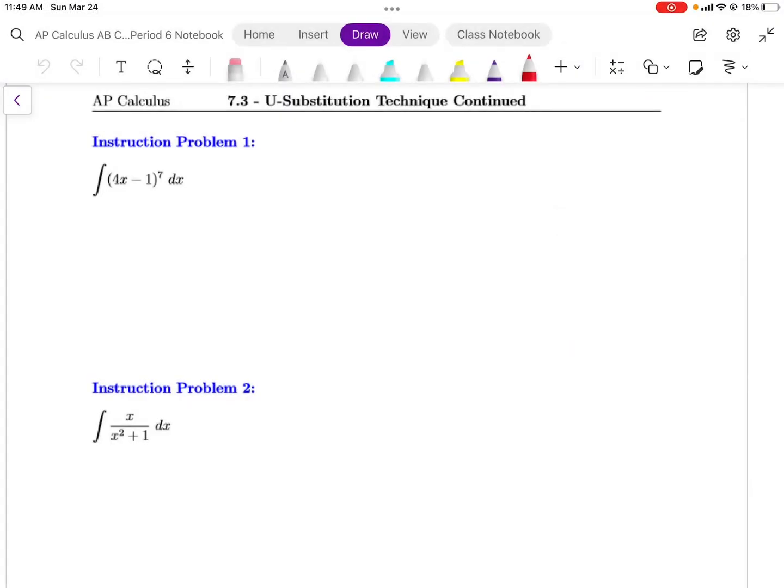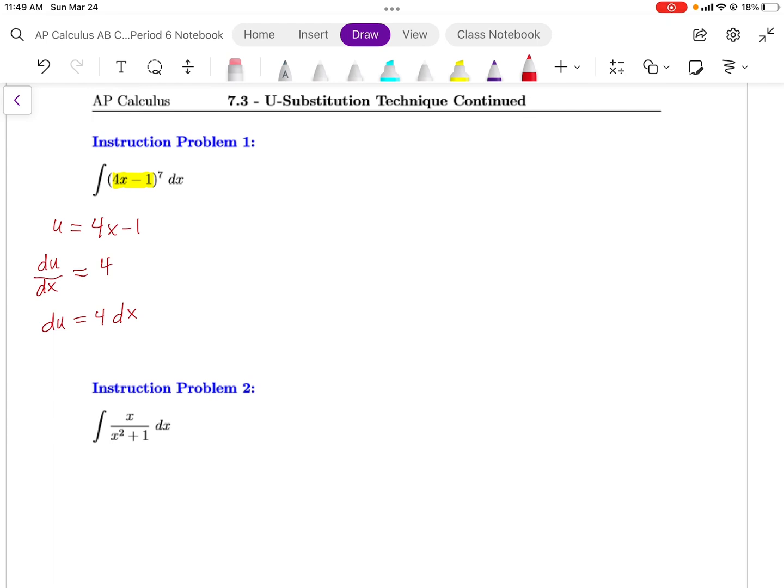Hello everyone. So now we're going to continue with u substitution. Based on what we did today, you would probably say that doing this first problem we would let the 4x minus 1 be u, right? So u is equal to 4x minus 1, and then we take the derivative of both sides with respect to x, and we get that du is going to be equal to 4 dx.